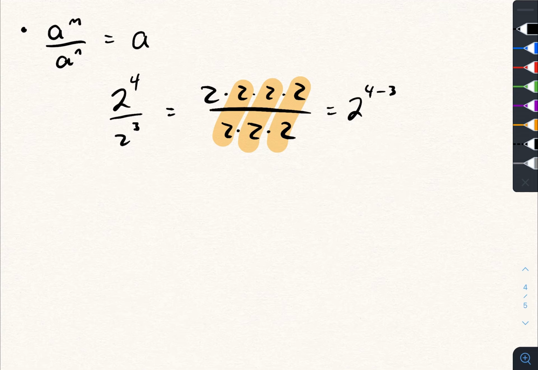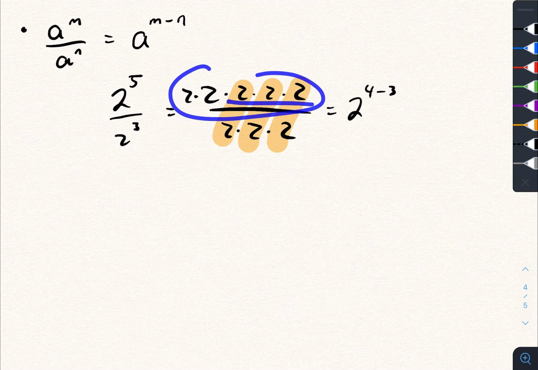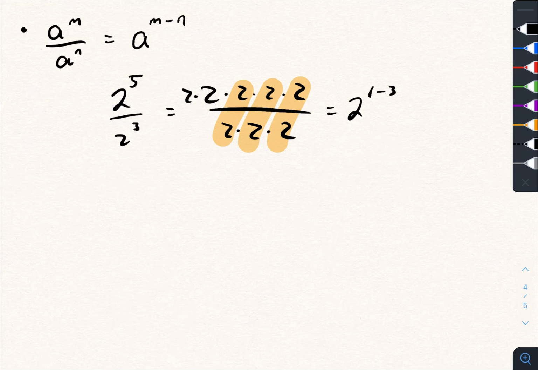And that holds generally. A to the m divided by a to the n would be, well, you have m a's in the numerator, and then it's going to cancel with n of them in the denominator. So you're left with m minus n total powers of a. If this was 2 to the 5, then I would have 5 minus 3 2's left over. This would be a 5 now. So that's just going to hold for any m and n.